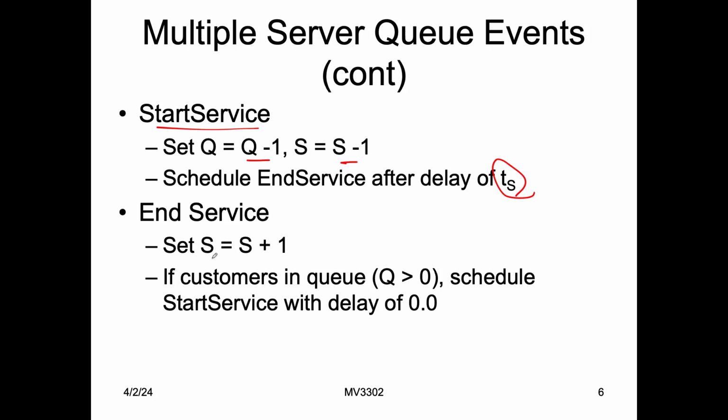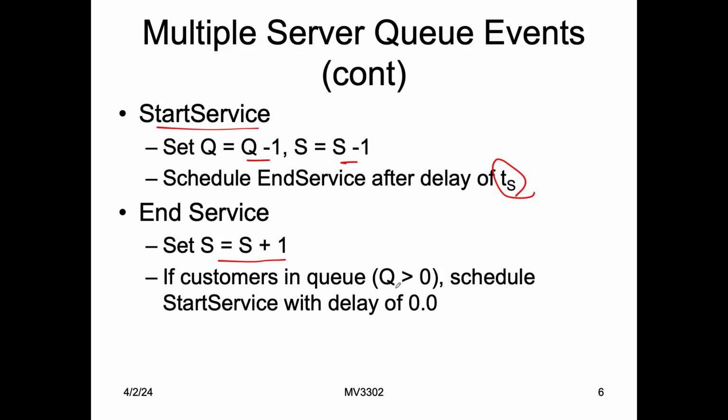And finally, the end service. Okay, what does an end service do? That means the customer has left, and so now we have one more available server than we had before. And now one of two things is happening. Okay, so now you're the server. You've just finished serving someone. What do you do next? Well, there are two possibilities. If there's somebody in the queue, then you should serve them.